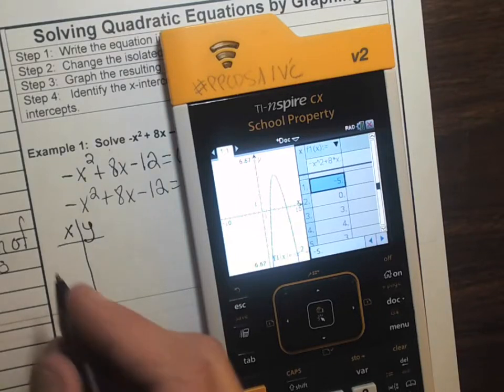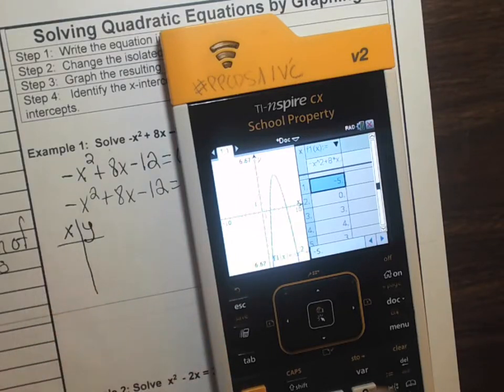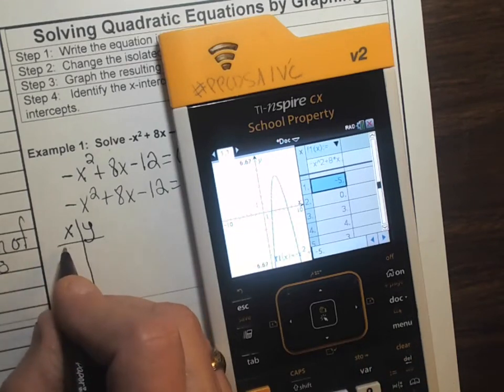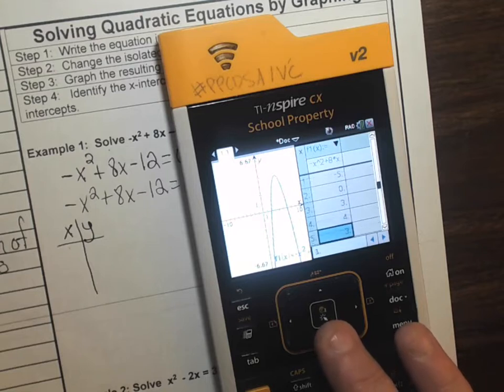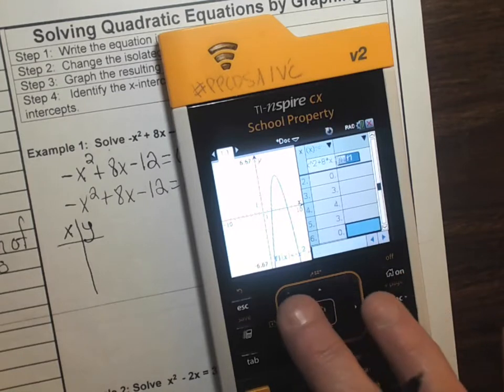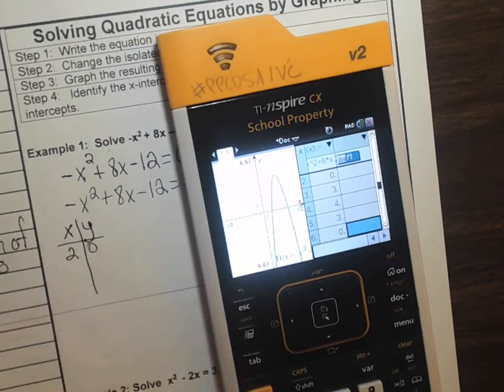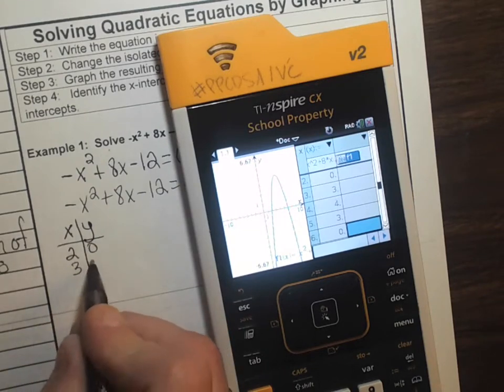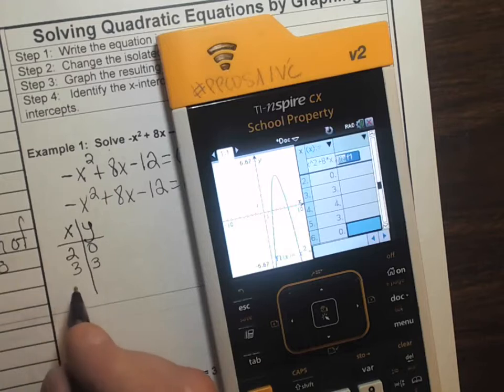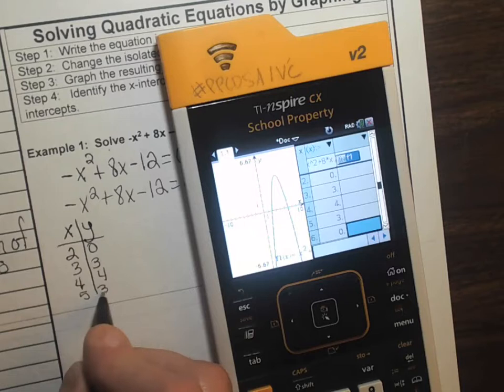So I'm just going to start with, oops, sorry. I'm going to do 2, 0, 3, 3, 4, 4, 5, 3, and finally 6, 0. So I picked 5 points. Use a minimum of 5. You can use more, but I need a minimum.